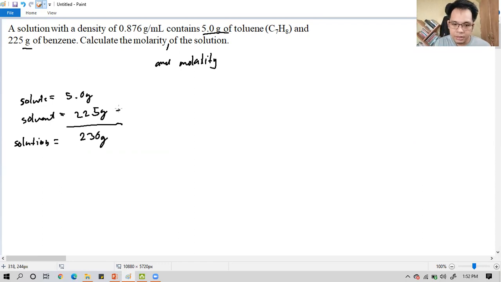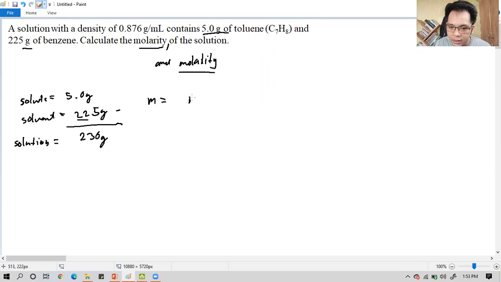And this one is for the mass of solvent. Now, for the ease, what we will do first is to calculate the molality. Sir, why molality? Because the mass of the solvent is already given. Right? So 5 grams all over the molecular weight of toluene, divided by 0.225 for the kilogram, that is already the molality. We will have more difficulty with the molarity, which we will do later on. Okay, let's go to molality first.